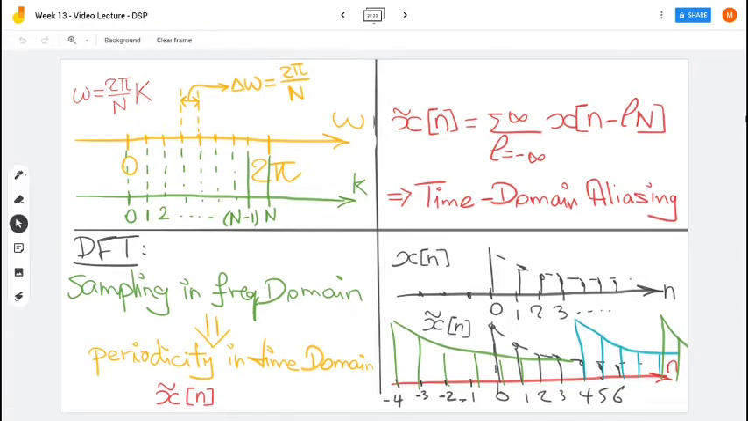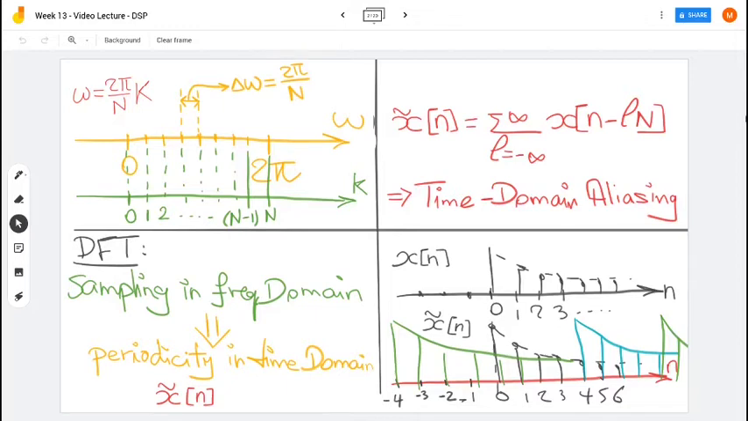This periodicity in the time domain is defined by the equation x tilde of n is equal to the summation of x of n minus l times capital N, where l goes from minus infinity to positive infinity. This equation is kind of out of scope. If we have enough time, we will go through it and we will actually prove it. But for now, just keep in mind that since we have discreteness in the frequency domain, we have sampling in the frequency domain, we have periodicity right now in the time domain. And this periodicity is defined by this equation, which we do not need to worry about that much. If we have enough time, we would have gone through it in detail.